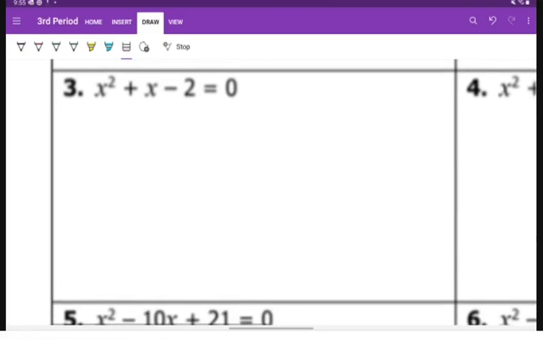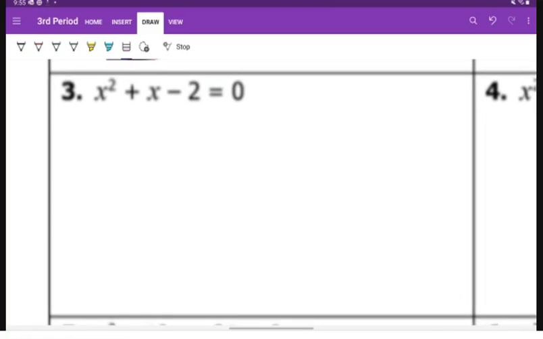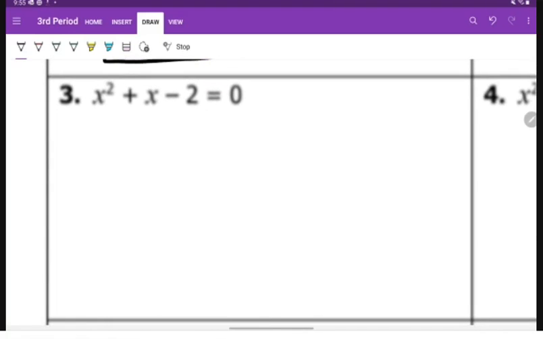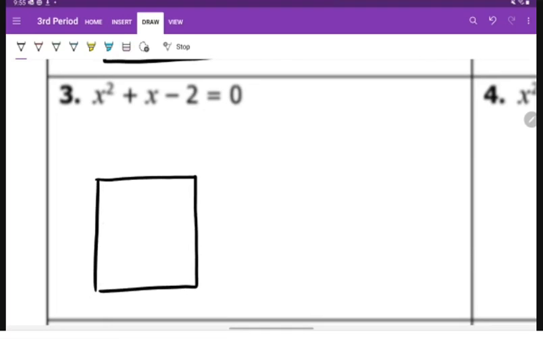Let's do number 3 together. So take a look at the problem below, the one we just did. We're going to use a very, very similar process here. We need to convert this into factored form in order to find the roots. So we're going to start with a generic rectangle, split it up into a 2x2 grid, and fill in what we know.